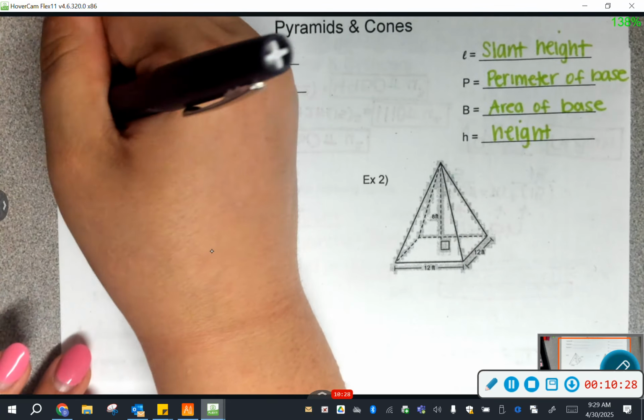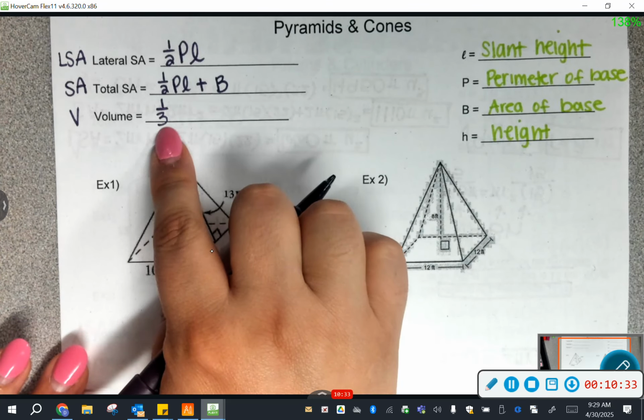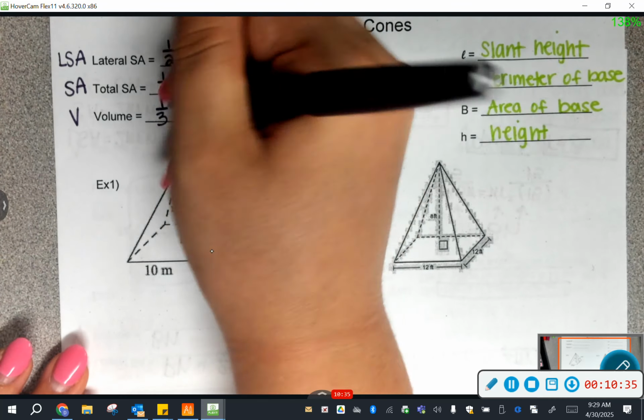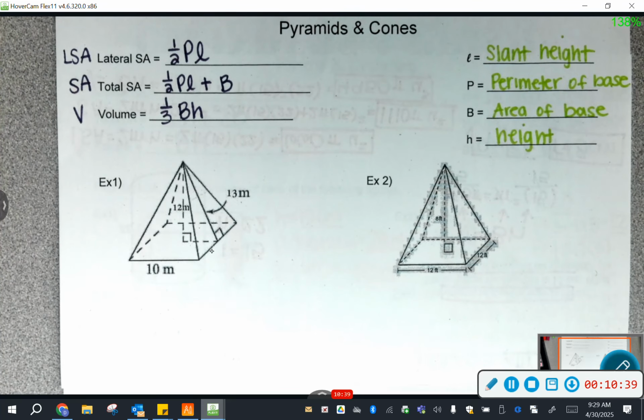And my volume, which we call V, is 1/3. Everybody make sure you write 1/3, not 1/2. 1/3 big BH. Why is it a third? It's a third of a prism. Look at it. Because then you have one right here and right here, and it makes the total.